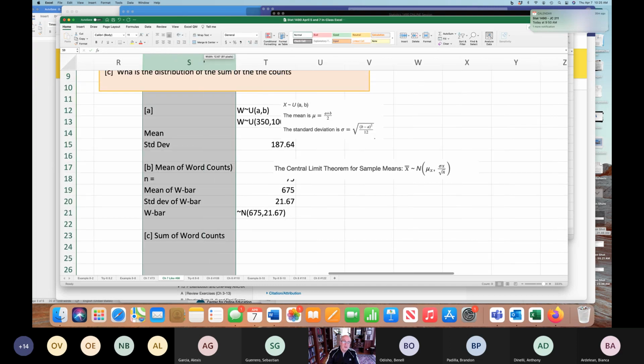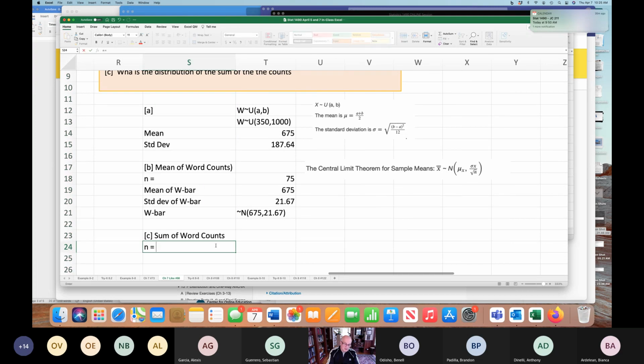If I want, I can do this. All right, what's my n? Is my n changed? Somebody tell me. How many papers am I looking at? 75. That's what I think. What's the mean? What's the standard deviation of this new random variable? So let's say sum of W. Mean of sum W. Rather than saying sum of W's, I just call it sum W.